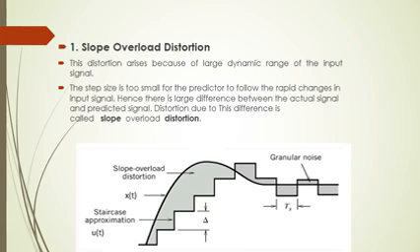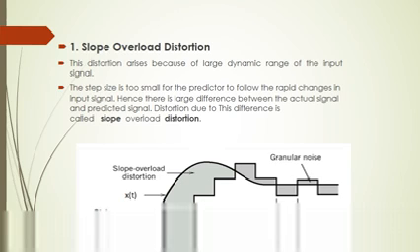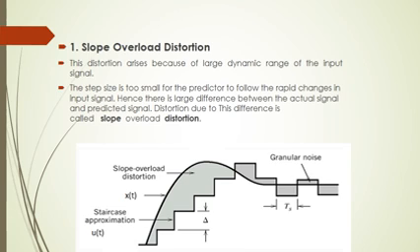This distortion arises because of the large dynamic range of the input signal. As shown in the figure, the rate of rise of the input signal is so high that the staircase signal cannot approximate it. The step size becomes too small for the staircase signal u(t) to follow the steep segment of x(t). Hence, there is a large error between the approximated signal and the original input signal. This error or noise is known as the slope overload distortion.